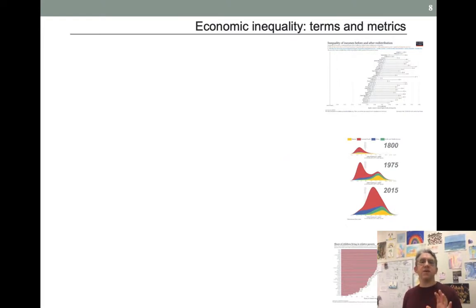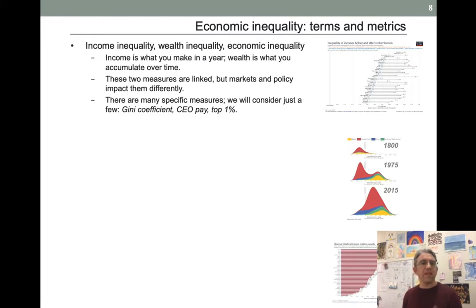Let's start with some terms and metrics as we lead toward considering the Gini coefficient in detail. Income inequality, wealth inequality, economic inequality generally. You've probably heard all these terms, but let's put a fine point on these. Income is what you make in a year. Wealth is what you accumulate over time. I'm not going to think about it much harder than that.